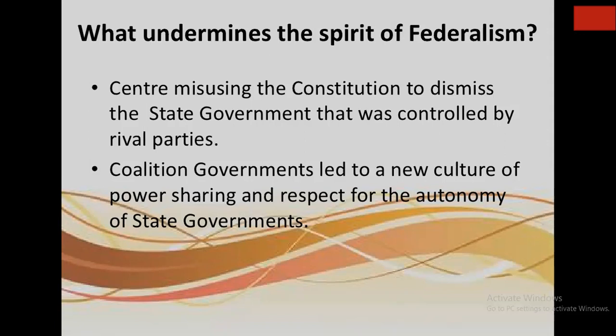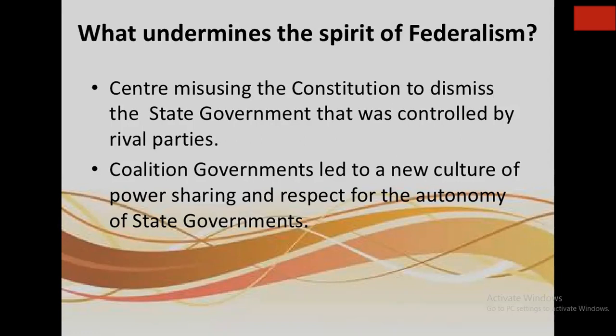What is the meaning of rival? A rival is a person or a thing which is competing with another for the same objective, or for superiority in the same field of activity. That is the meaning of rival parties. That means they are in competition for the same objective, between persons or between parties. So here, the center misusing the constitution to dismiss the state government that was controlled by rival parties is one of the things that undermines the spirit of federalism.